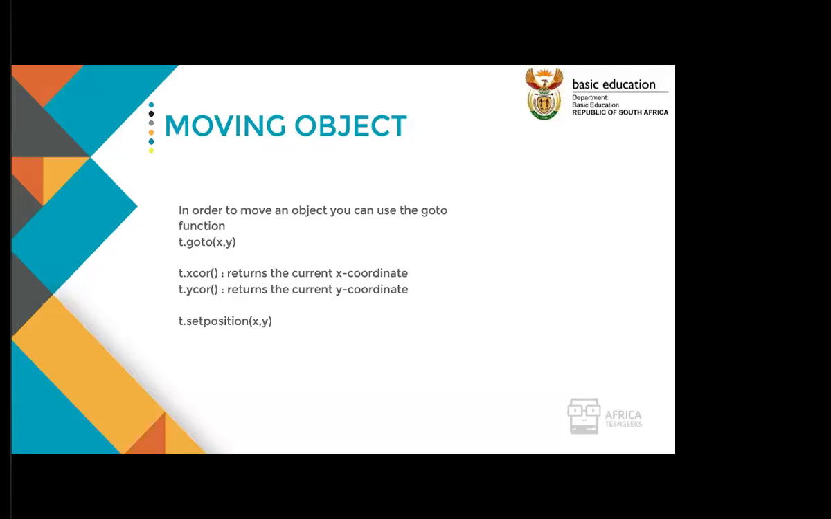All right. So, moving objects on the screen. In order to move an object on the screen, we can use the following functions. The first one is the goto function. The goto function allows the turtle to move from one position to the next. What we do in the goto function is we send it both the X and the Y coordinate that we want it to move to. So I'm going to open up a little Python program here quickly to show you that.